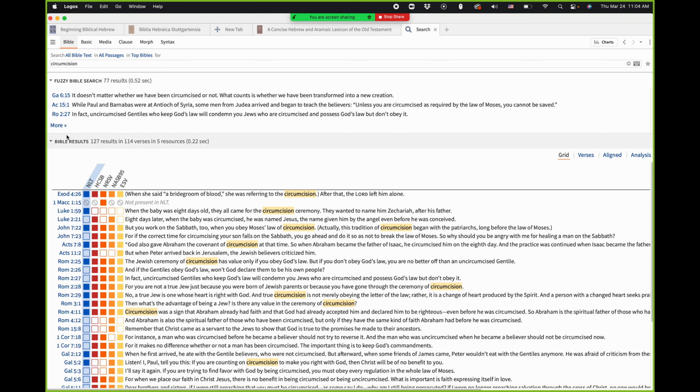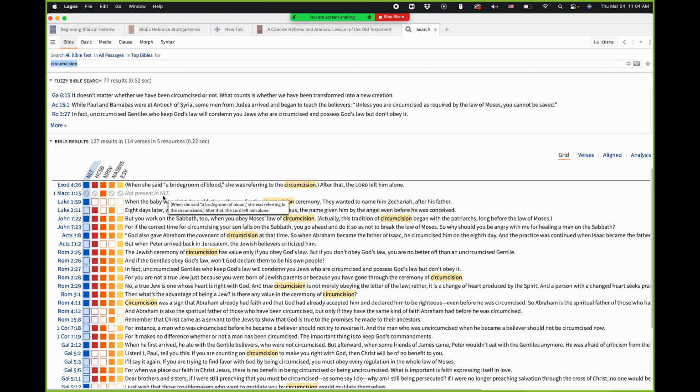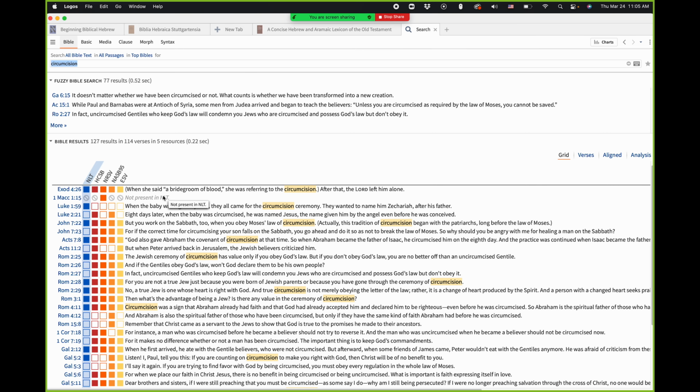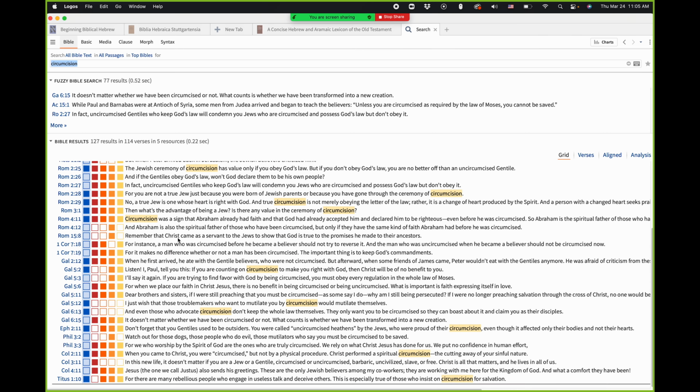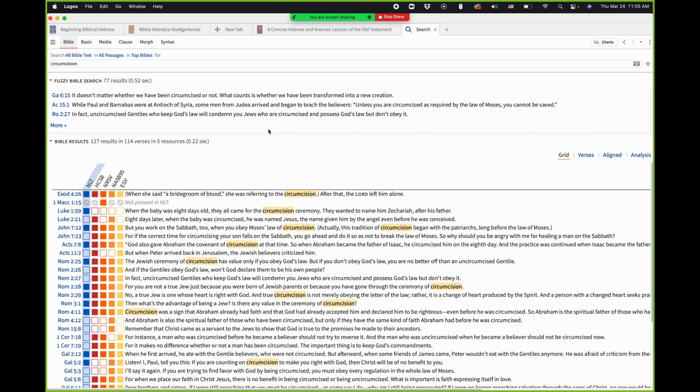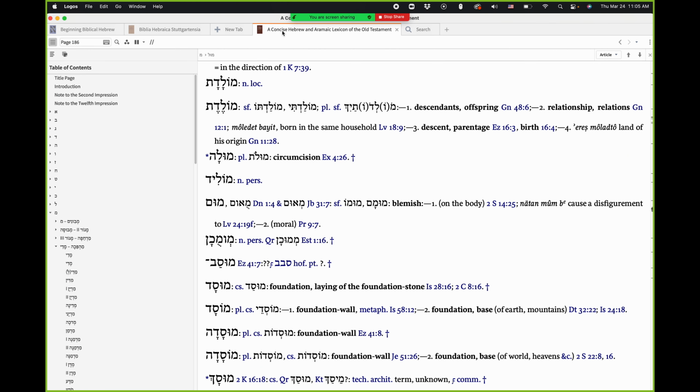Look at that. Okay, so even in all Bibles, or I should say, I'm searching my top Bibles for the word circumcision. In the Old Testament, Exodus 4:26 is the only hit. So that is surprising to me too. That's really weird, but that's the case apparently. So, anyways, does that answer your question?